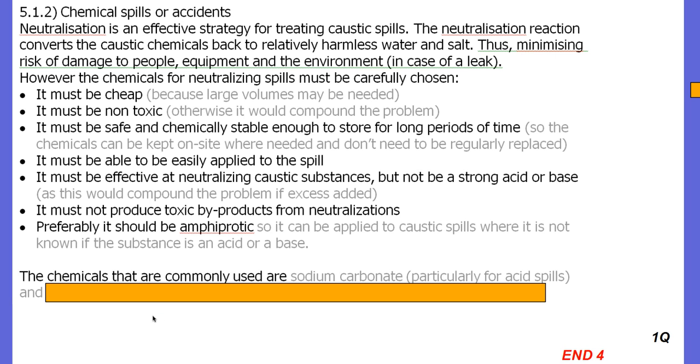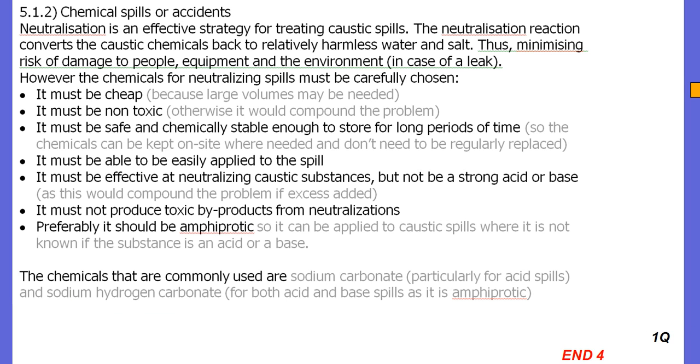So the chemicals we commonly use are sodium carbonate. It's a very safe weak base, and that's used for acid spills. And we often use sodium hydrogen carbonate, which is otherwise known as sodium bicarbonate or bicarb soda, because that is actually amphiprotic. The hydrogen carbonate ion is amphiprotic. That can be used for acid and base spills. And that's the end of our fourth video on neutralization.